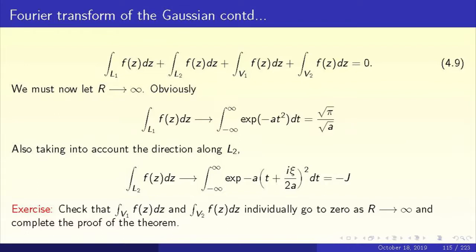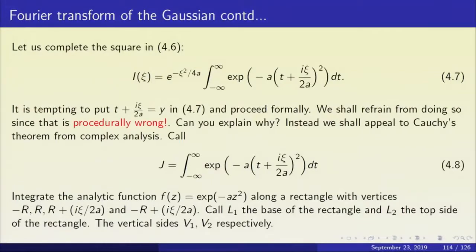The second term gives you the integral that you want with a minus sign, namely minus J, and the first piece gives you root pi by root a. And so J is exactly root pi by root a, and then we can see that the Fourier transform 4.7 is given by e to the power minus chi squared by 4a into root pi by root a. And that completes the computation of the Fourier transform of the Gaussian.